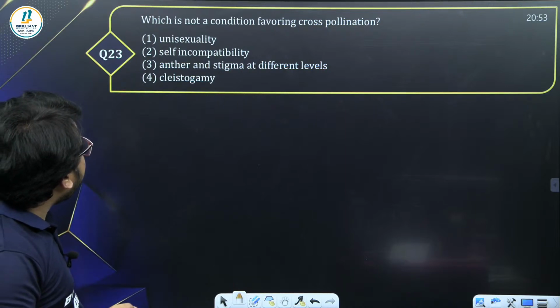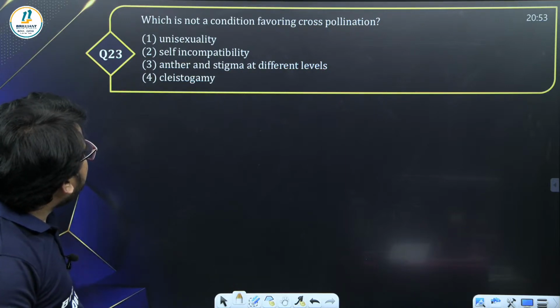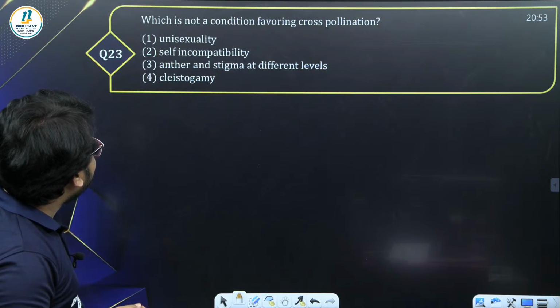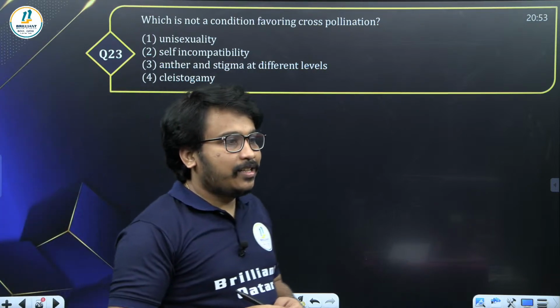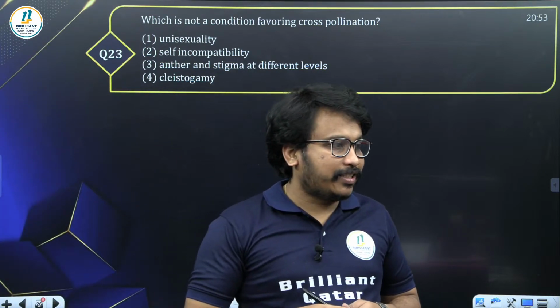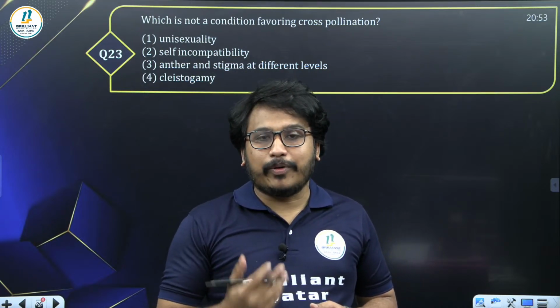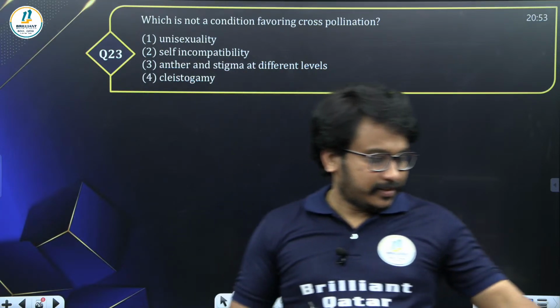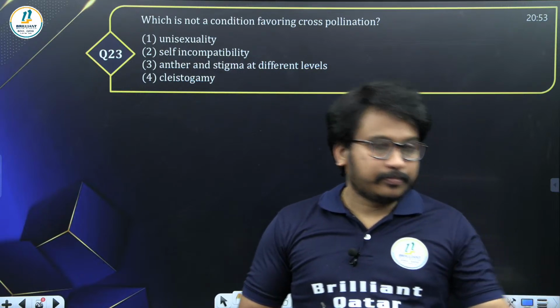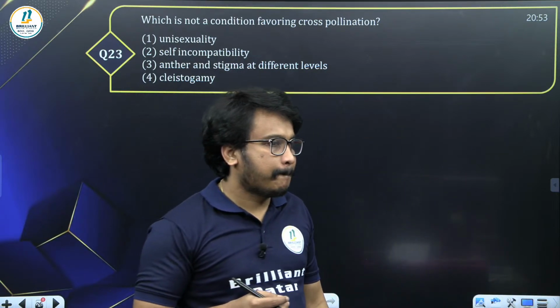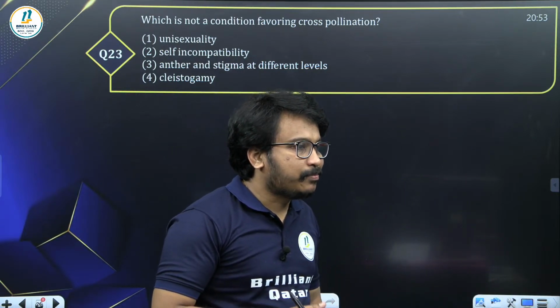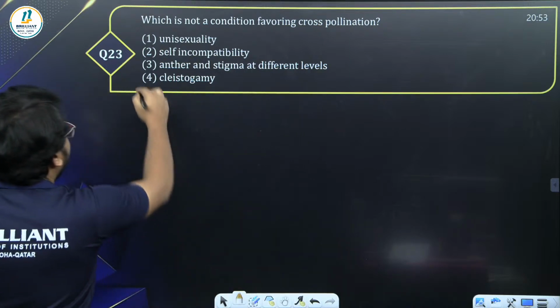Which is not a condition favoring cross-pollination? Can you tell the answer? The one which will not allow cross-pollination. I am asking about a point which will promote self-pollination. Yes, Muhammad Hisham, the answer is 4.